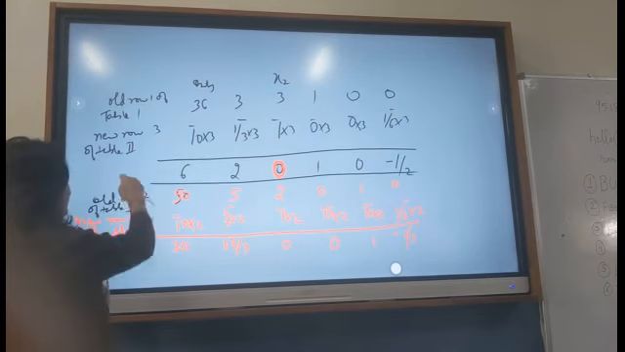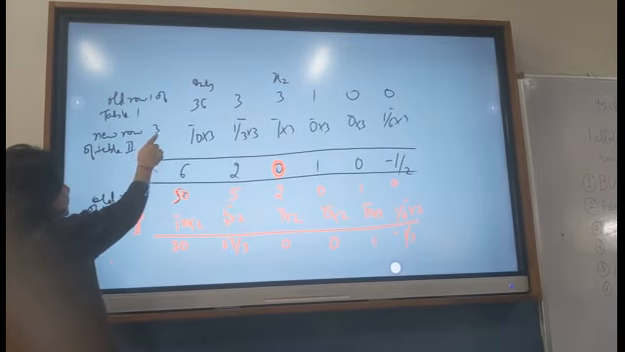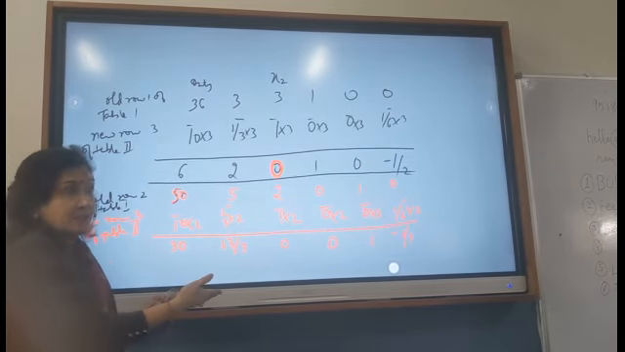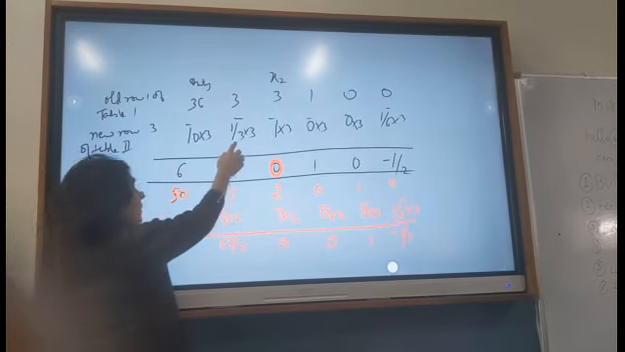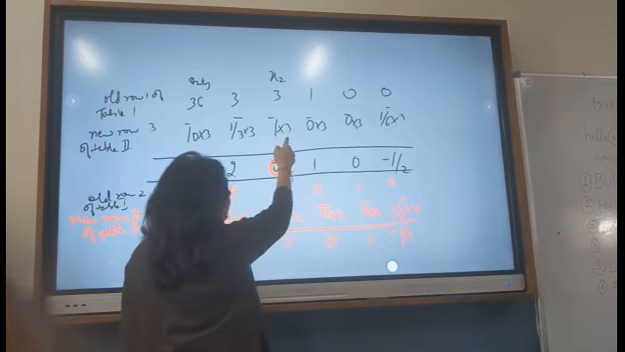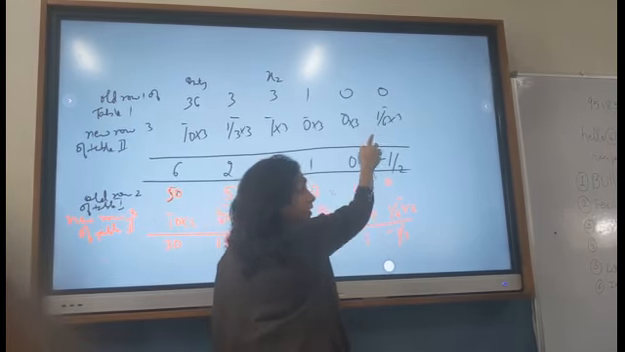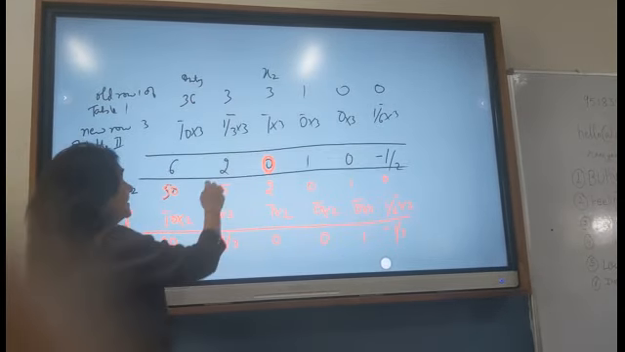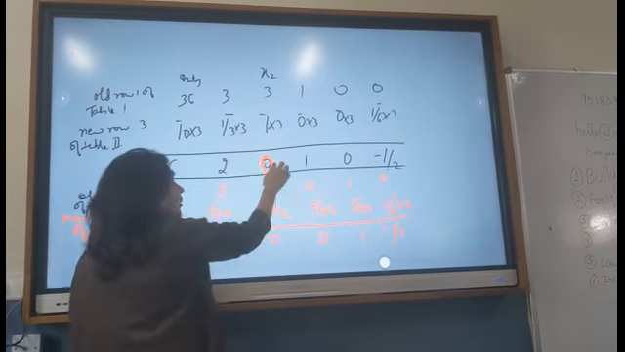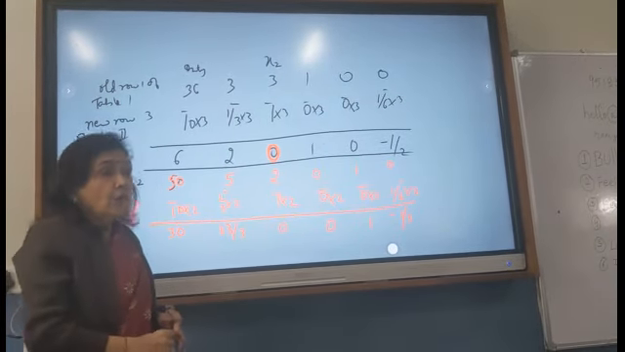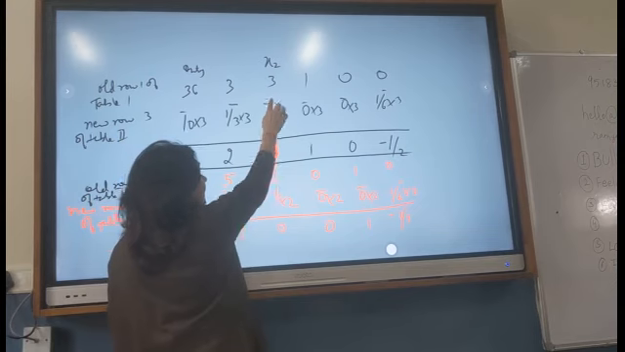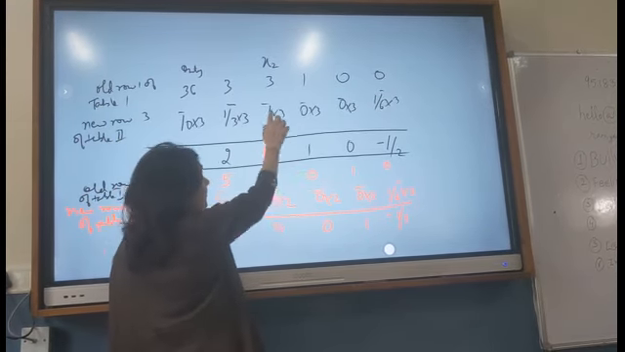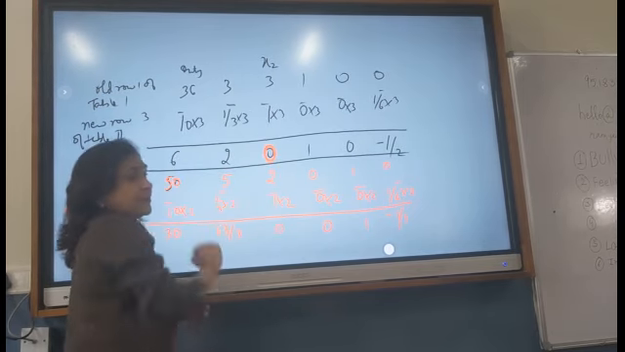Below that, I write down the new row 3 of table 2, the one that I have just made, which was 10, 1 by 3, 1, 0, 0, 1 by 6. The idea of row operations is that under x2, I want 0. So, what do I do? Here I have 1 and here there is 3. So, I will multiply the entire equation by 3 and subtract.